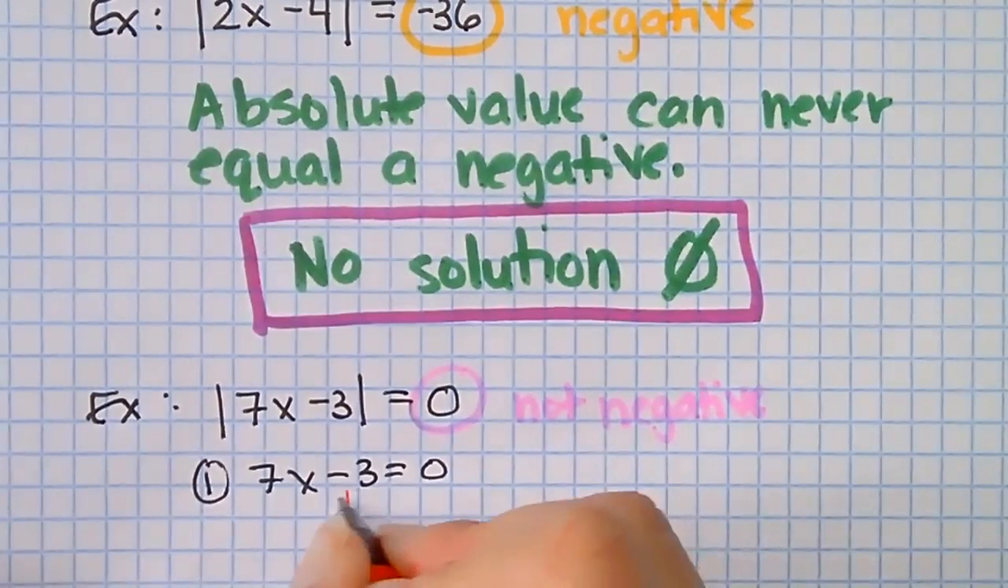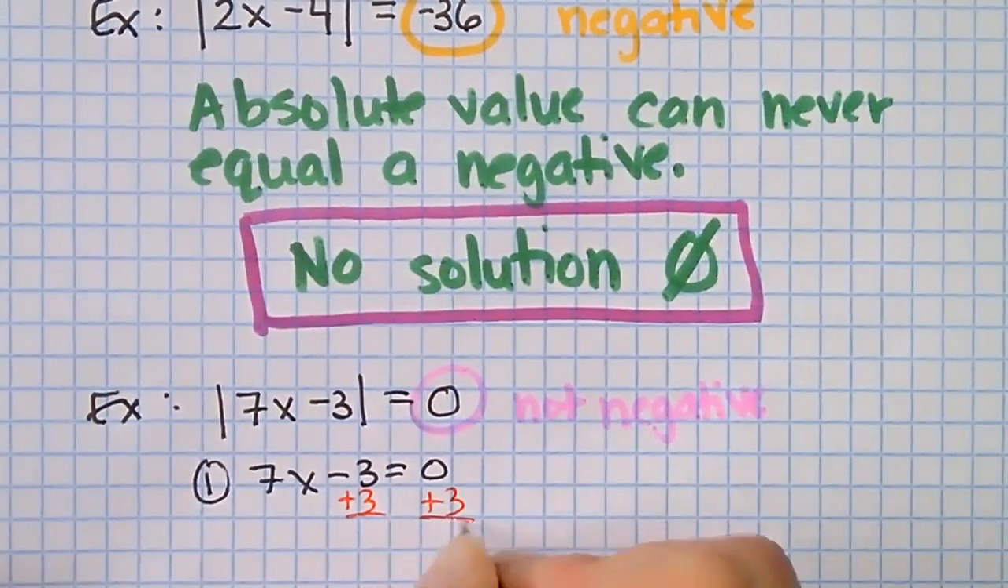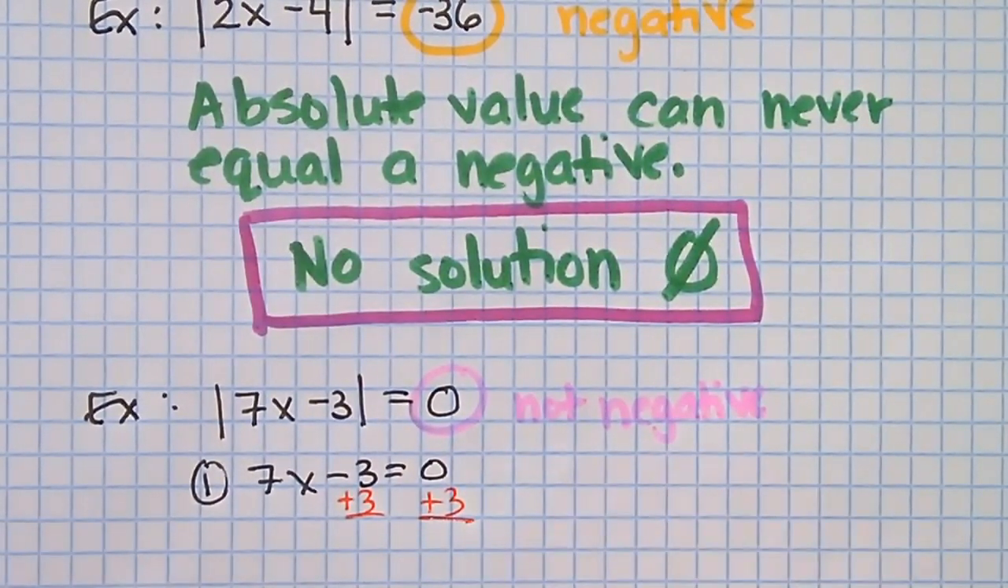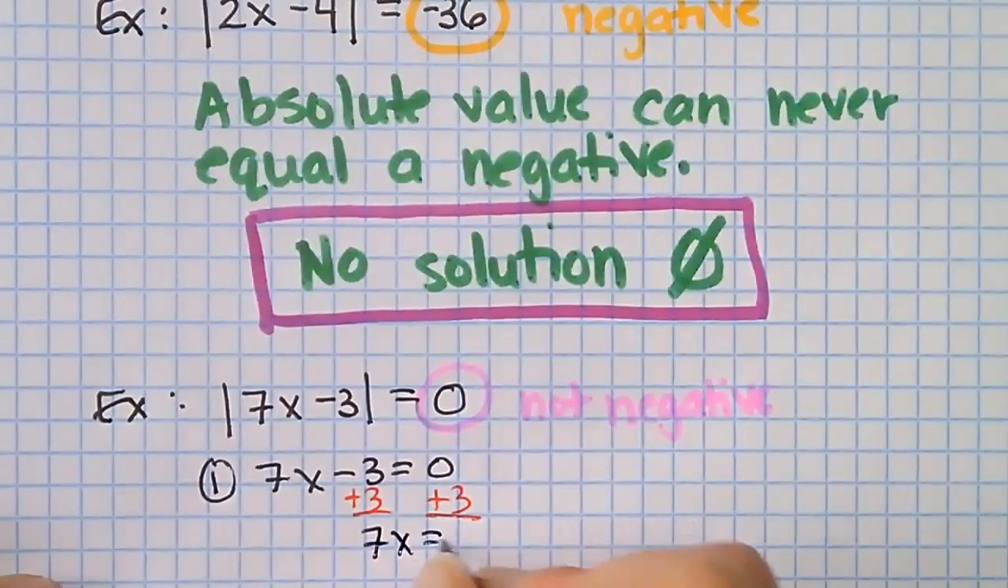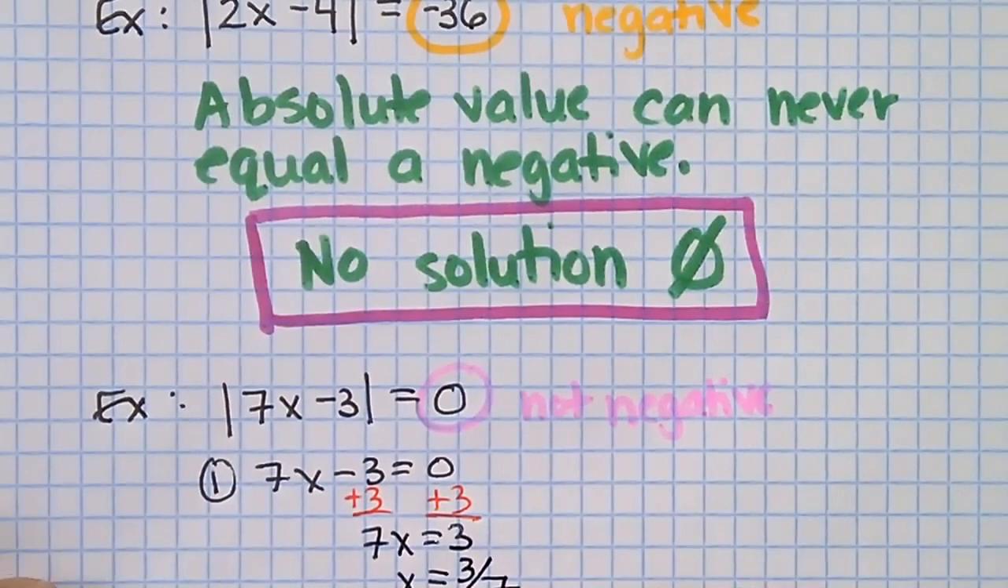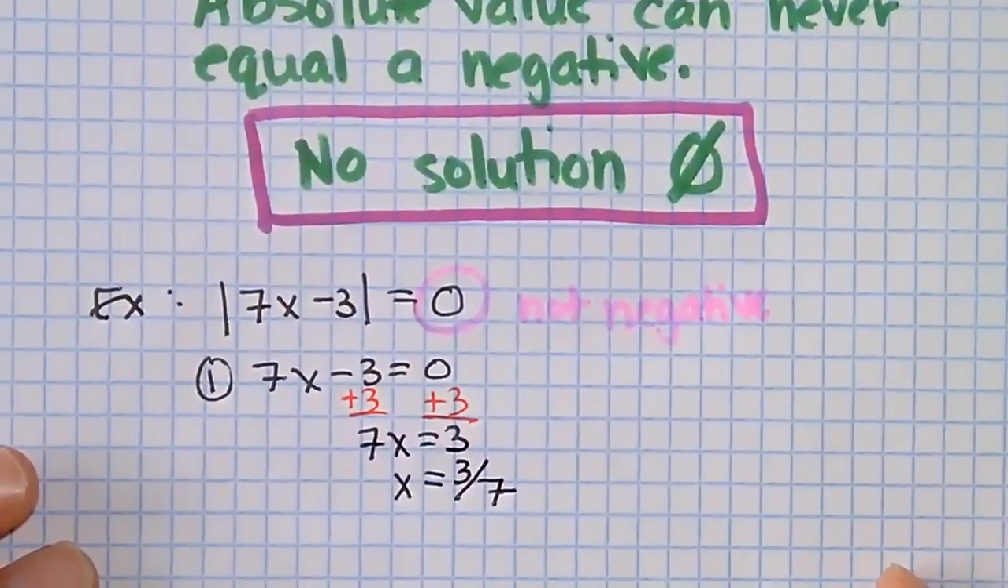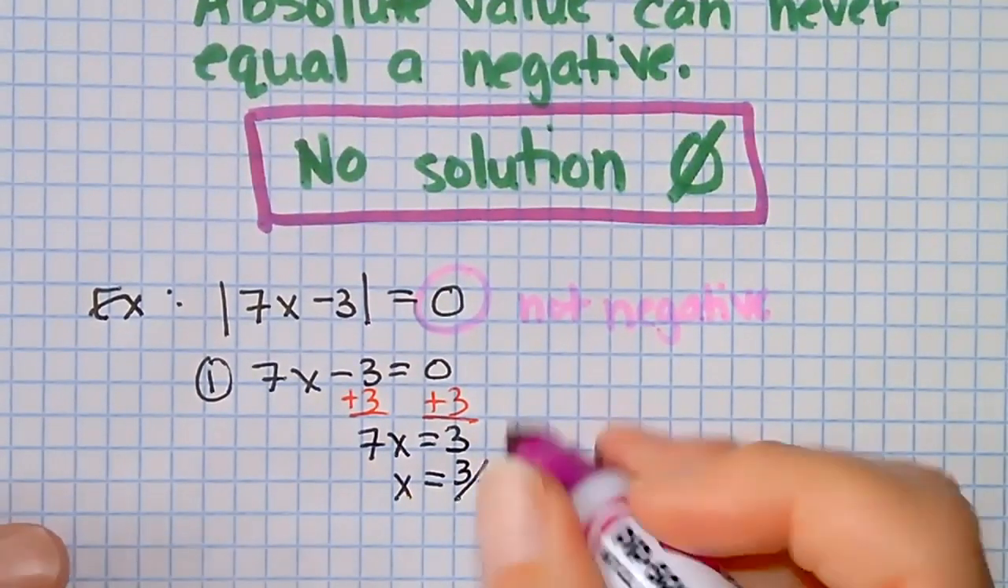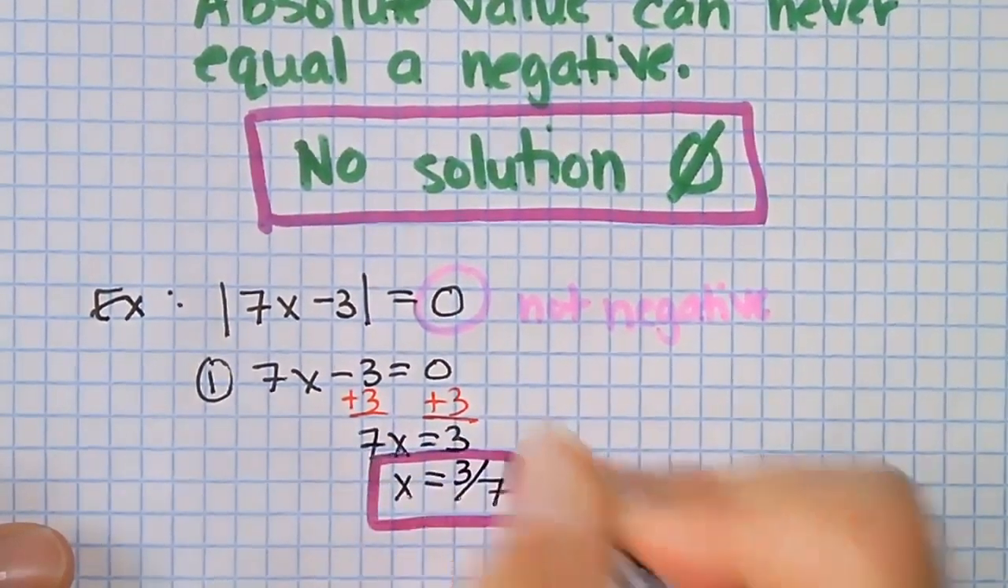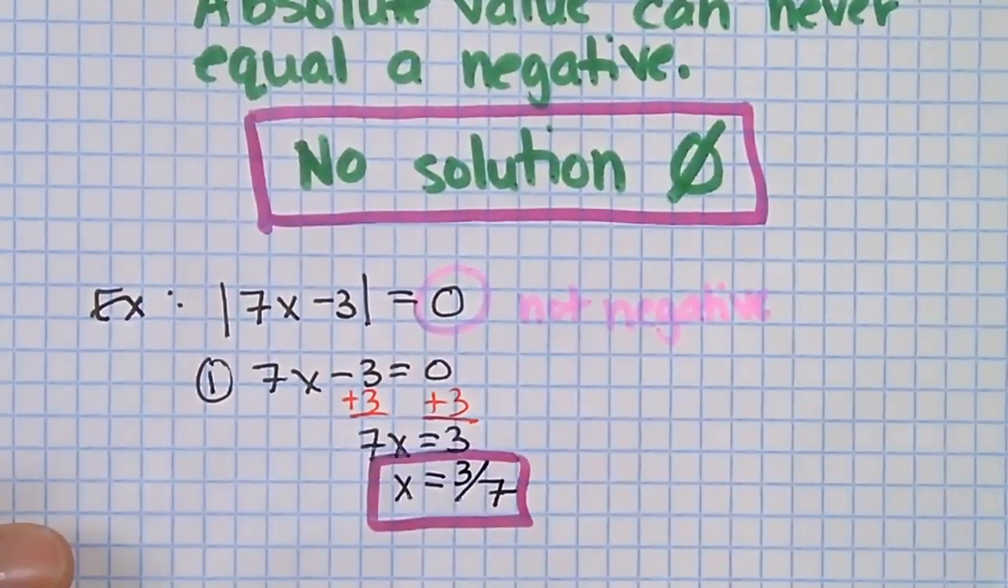So now I'm going to add 3. I'm going to add 3. And I get 7x is equal to 3. So x is equal to 3/7. And so in this case, I only ended up with one answer. And that's always going to be the situation when I have a 0 on the other side.